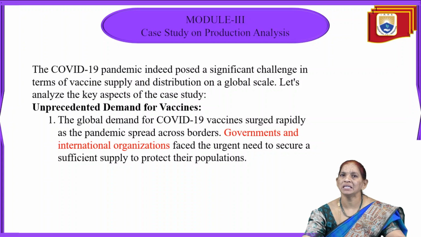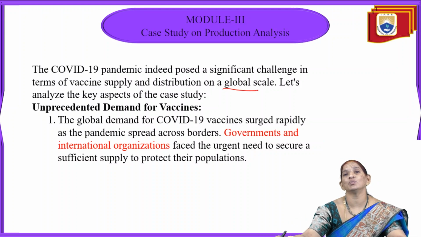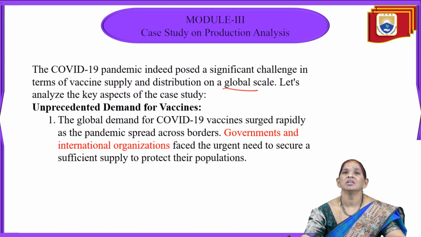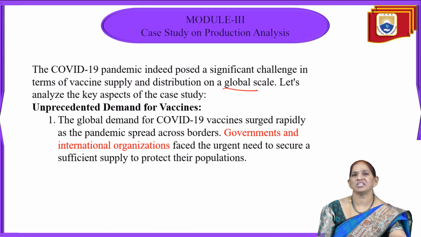The COVID-19 pandemic was indeed a significant challenge in terms of vaccine supply and distribution on a global scale, and India itself holds a prominent position in the production and supply of the COVID vaccine. So we analyze this case study on the unpredictable demand for the vaccines, meaning how production took place and how we faced the demand conditions for vaccination.